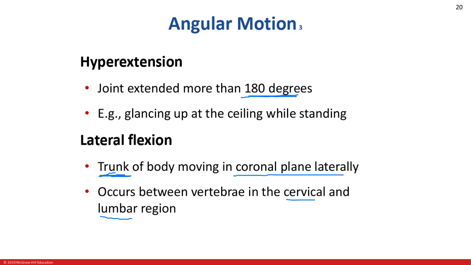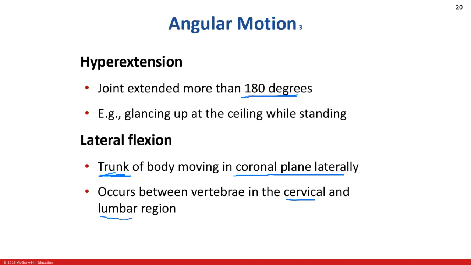Does anyone know why? Moving side to side in the thoracic? Because your ribs are there and they bang into each other, okay? So they prevent you. You have a small amount of lateral flexion in the thoracic spine, but for our purposes, it's negligible. We're not going to really include that. But we're going to talk about the areas where there's no ribs, so that'll be the cervical and lumbar region.